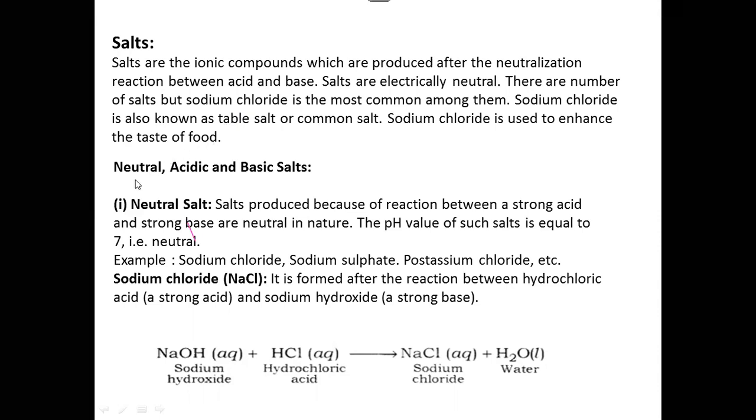Now, acidic, basic, and neutral type of salt. That is the types of salts. First type is neutral, second is acidic, third is basic. First, neutral salts. The salts which are produced by the reaction between strong acid and strong base are neutral in nature. The pH of these type of salts is 7, that is neutral. Therefore, they are called neutral salts.